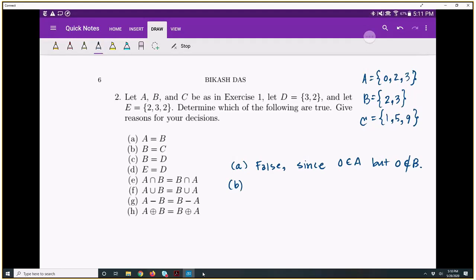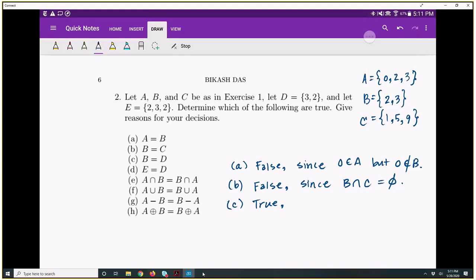What about B equals C? That is also false. B and C don't even have anything in common. Their intersection is empty, so they can't possibly be equal. Then we'll check, is B equal to D? So B is the set 2, 3. D is the set 3, 2. That's true. They are equal because we already know it doesn't matter which order we write our elements in.